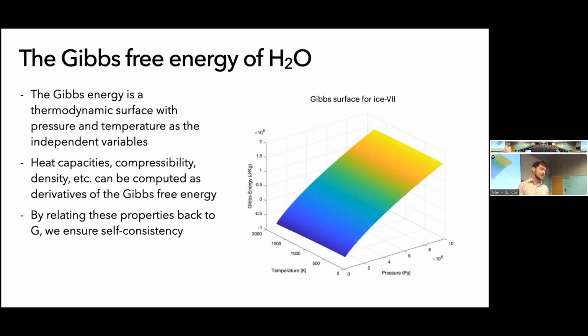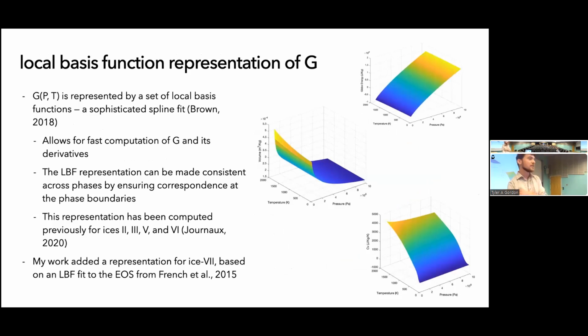So in the past, people that have done this kind of work have used completely separate representations of the different thermodynamic properties, so independent parameterizations, which means that you don't guarantee self-consistency between the different properties. So that's an advantage of using this machinery to do this work. We represent that potential surface using local basis functions. So this is essentially a sophisticated spline fit where you've imposed regularization conditions on the spline fit to ensure the continuity and smoothness of the different thermodynamic derivatives.